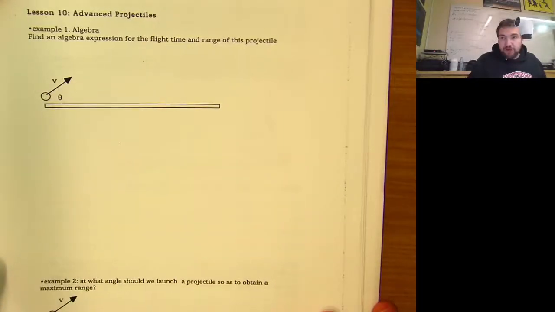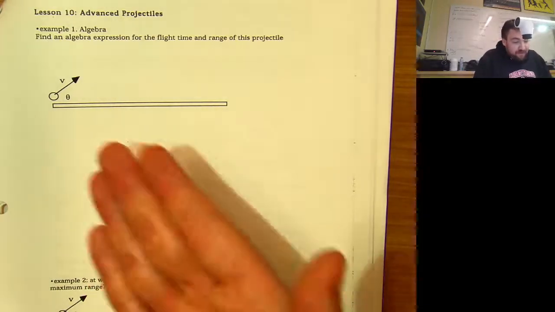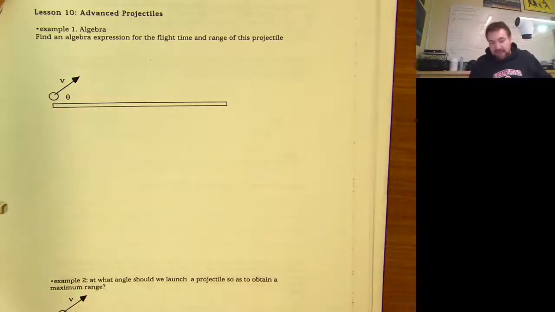But what we're going to do is look at what happens if we don't have values for these things. So we've got a v and a theta. I don't know what v is. I don't know what theta is. We're going to solve this problem here in general. We're going to come up with some actually quite interesting results.